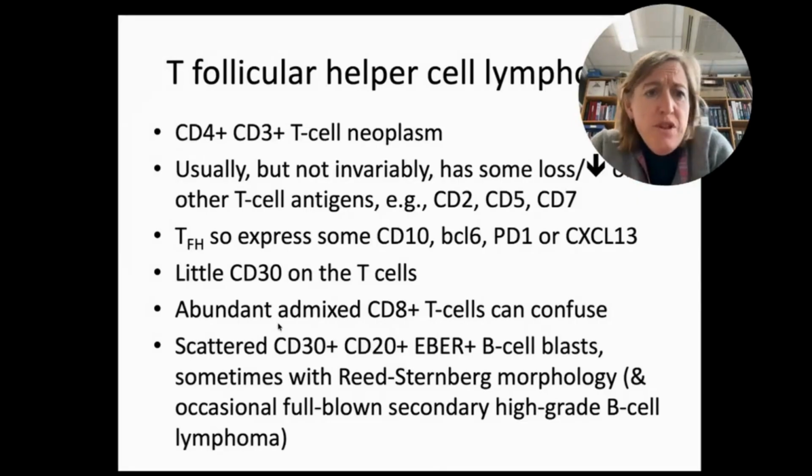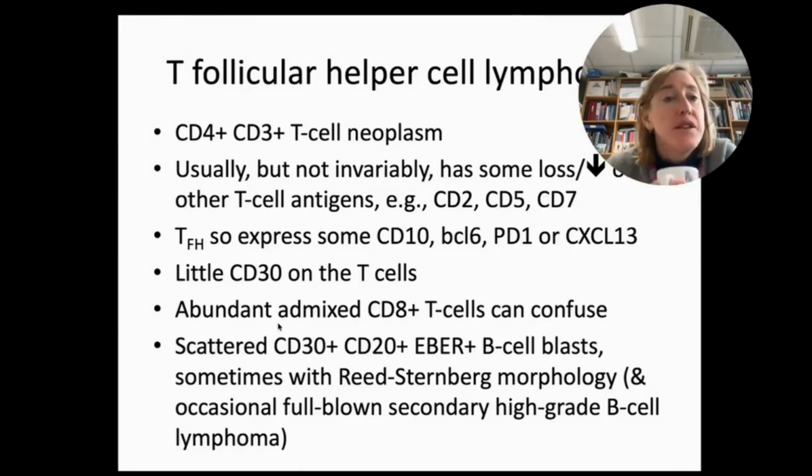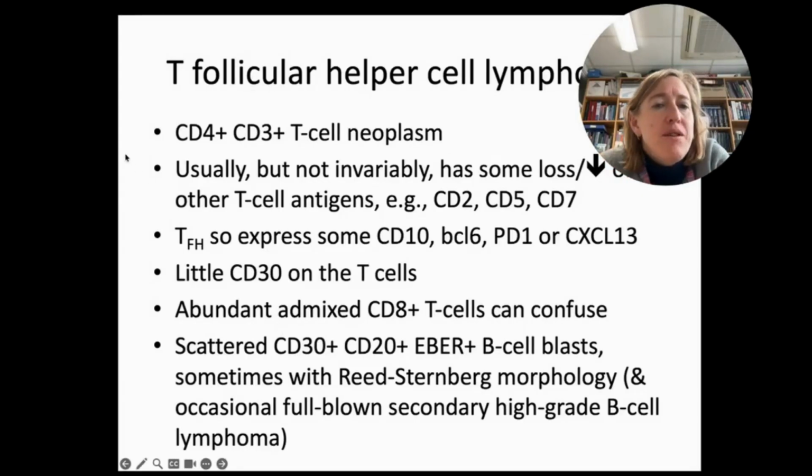Moving on to something more common, the T follicular helper cell lymphomas have been reclassified fairly recently, so I'm just going to run through them. In my day, when I started hematopathology, all of these were simply called angioimmunoblastic T-cell lymphomas, but things have changed in the last couple of editions of the World Health Organization classification. So these are CD4 positive T-cell neoplasms, which sometimes lose some of their other antigens. But critically, they express markers of what's called follicular helper phenotype, like CD10, BCL6, and PD1, or CXCL13.